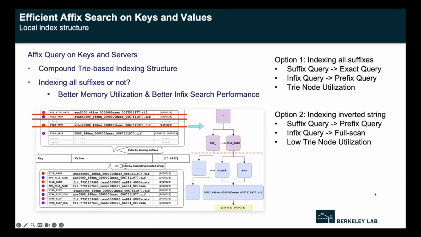These are the functionalities. And for the local index structure, we have a local compound type-based indexing structure. To support the infix query especially, we provide two different options. One is to enable the suffix tree mode, where the suffix query can be turned into an exact query, and the infix query can be turned into a prefix query. The idea is basically to permute every suffix of every index key into the structure.